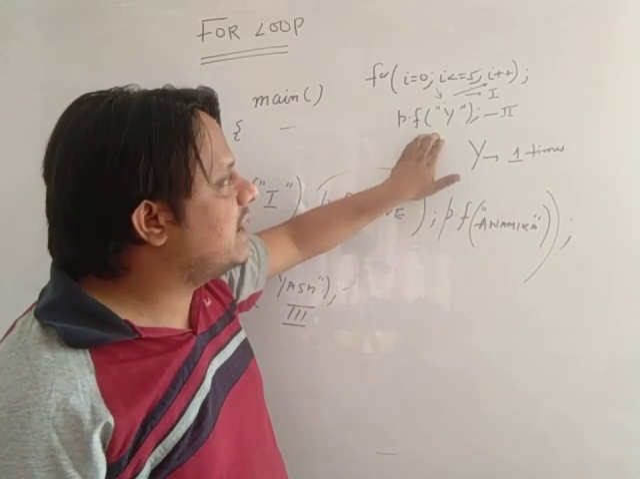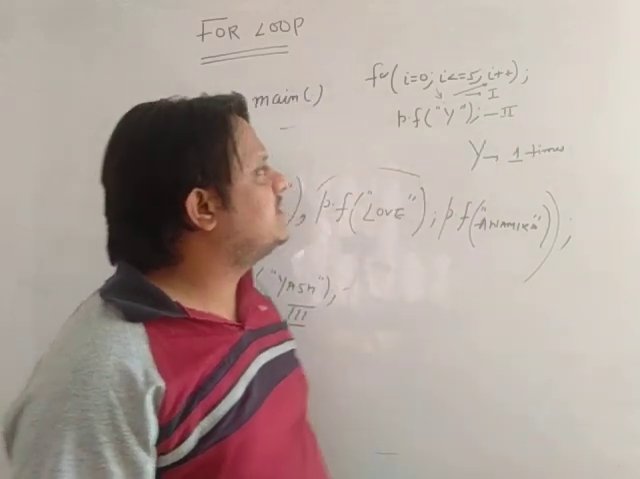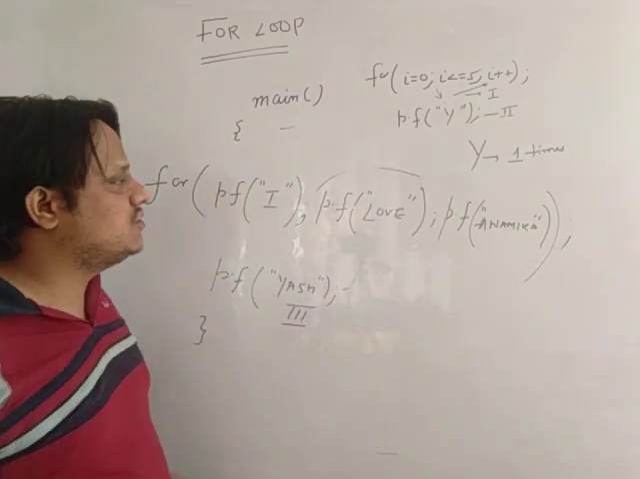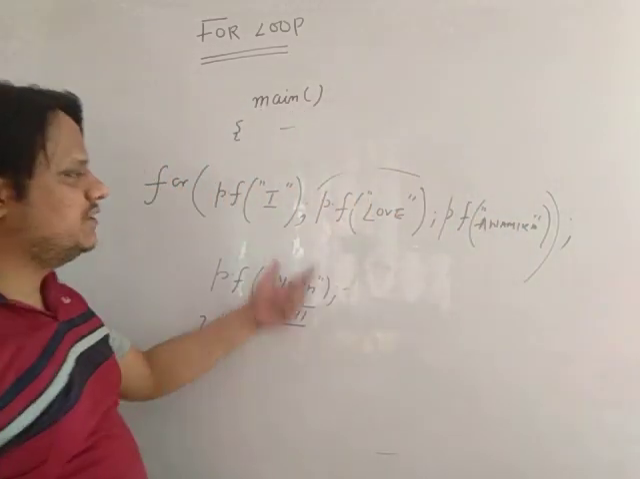Okay, because it is outside the loop. What is the loop part? The loop part is only a semicolon, and a semicolon means a null statement. So keeping this logic in mind, tell me what is the answer of this code snippet.